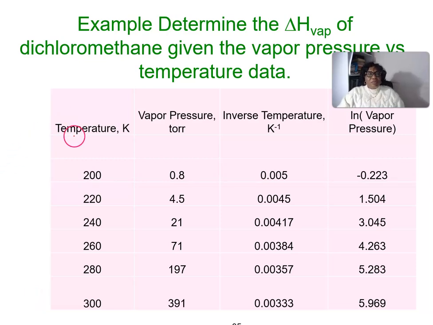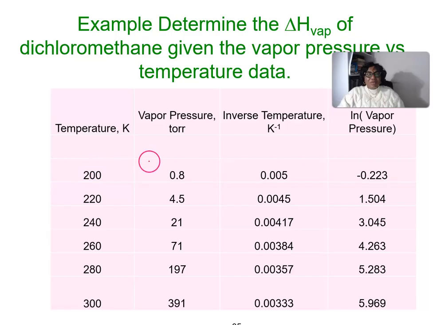So class, we want to continue, please. We are on determining the heat of vaporization of dichloromethane given the vapor pressure versus temperature. Please check Excel on how to plot this graph. The video before this is how to plot the graph.